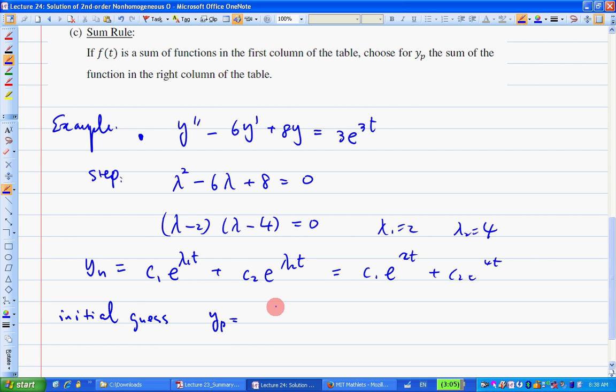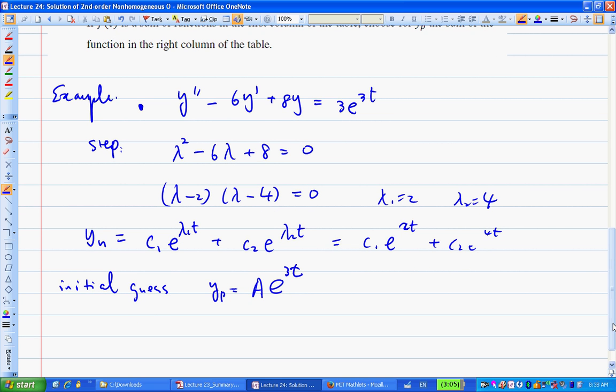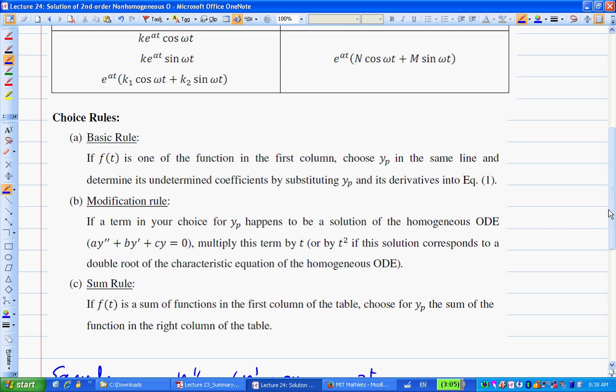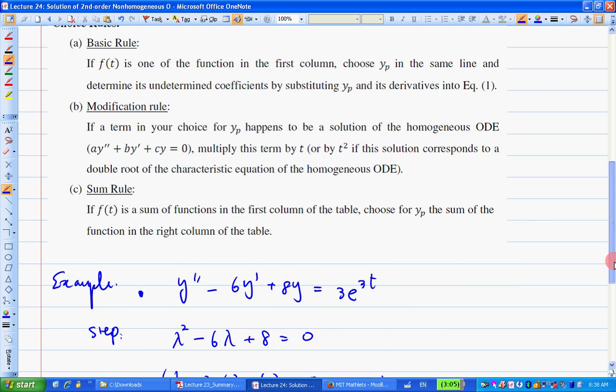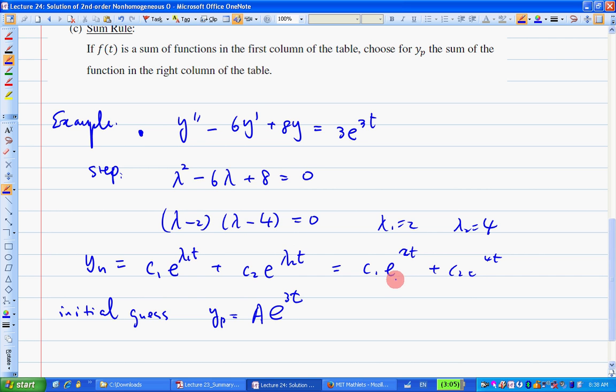YP is C1, C2 already, so let's use maybe A e to the 3t, because this is 3t. So that's your initial guess of YP. And then you're going to have to look at whether you need to modify it or not, right? So that's the second rule, the modification rule. So how do we modify that? We have to look at this initial guess and compare that with our basis of the solution here.